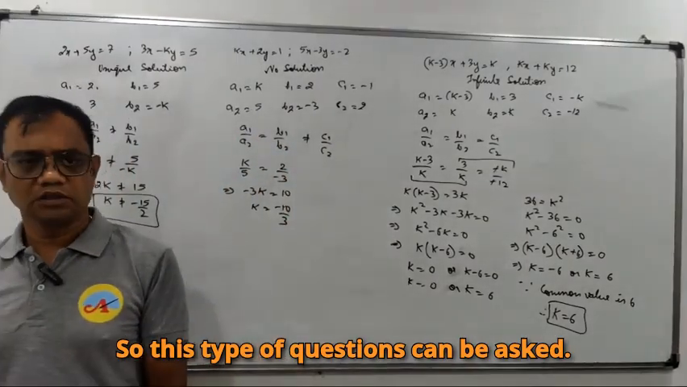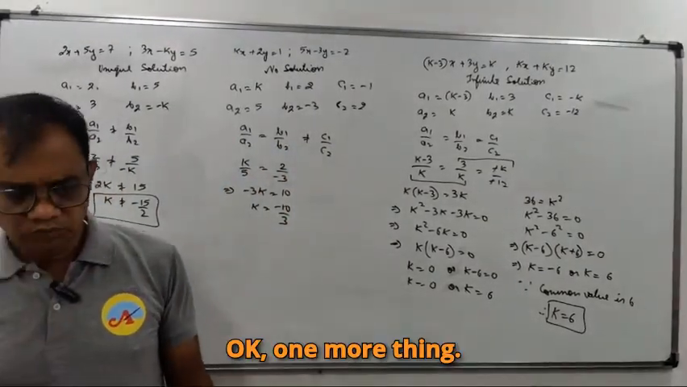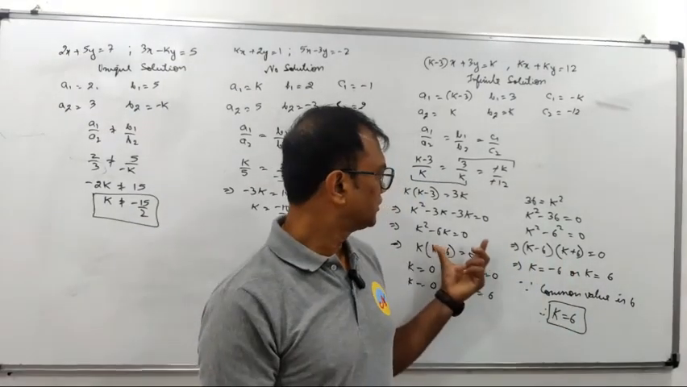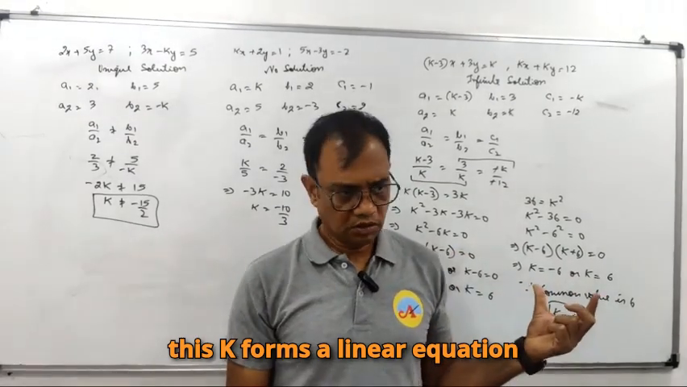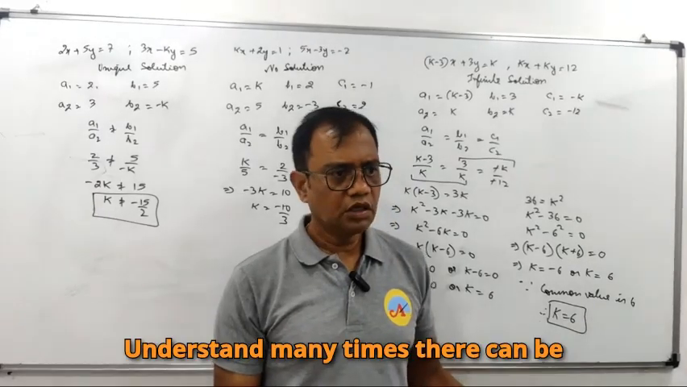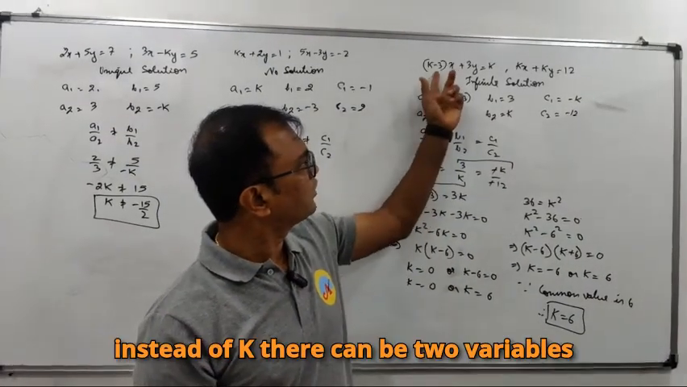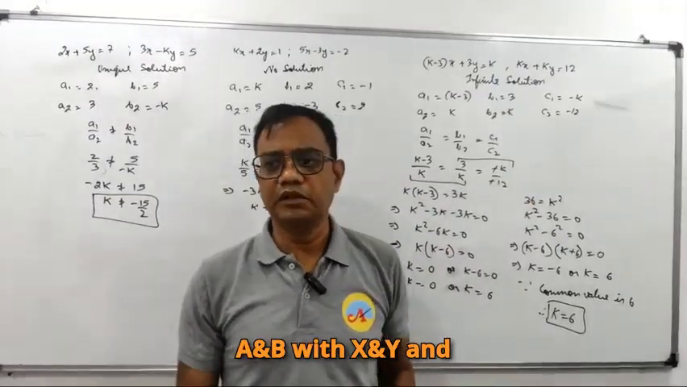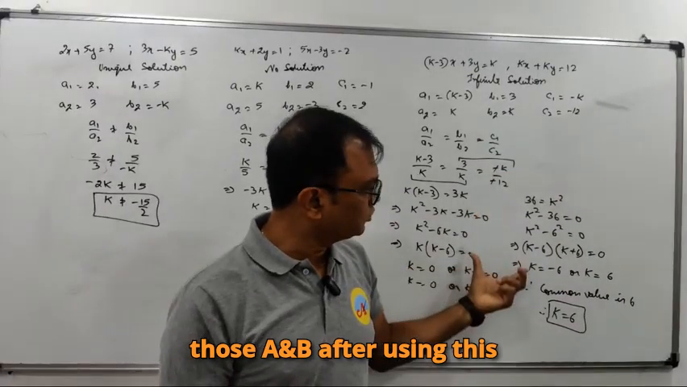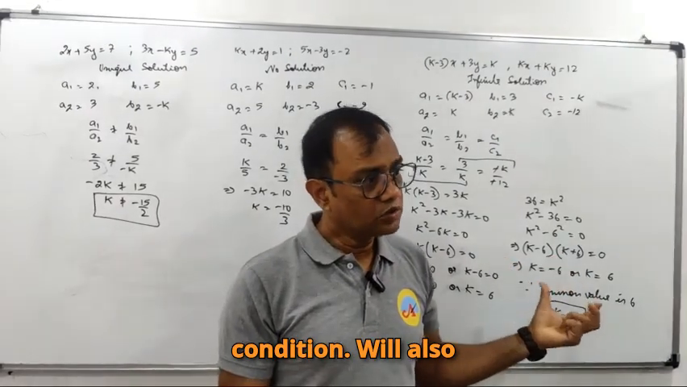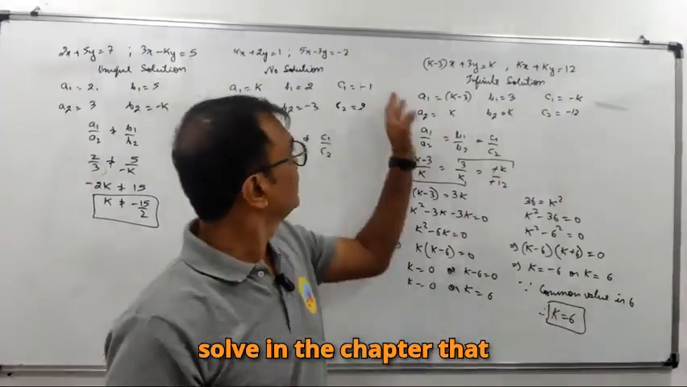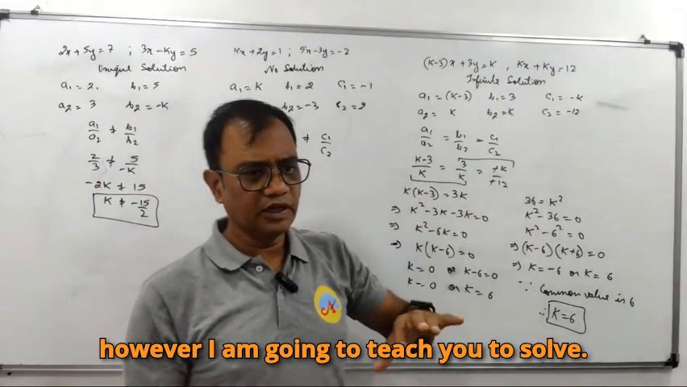So this type of questions can be asked. One more thing. Again, there can be a condition when this K forms a linear equation and you can solve it. Understand? Many times, instead of K, there can be two variables A and B with X and Y. And those A and B, after using this condition, will also form two linear equations which we need to solve in the chapter that however I am going to teach you to solve.